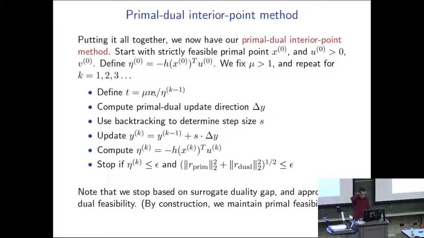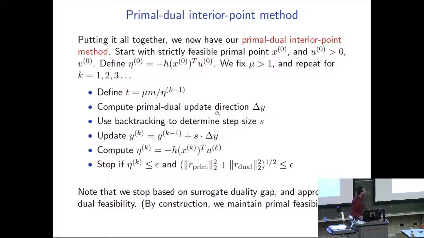And we're going to update that value of t by mu. At the previous iteration, we had duality gap, let's say eta k minus 1. The value of t that corresponded to was m over eta k minus 1. We're going to update that by multiplying it by mu. And that's going to be the value of t that we're using to solve the Newton system for the perturbed KKT conditions.